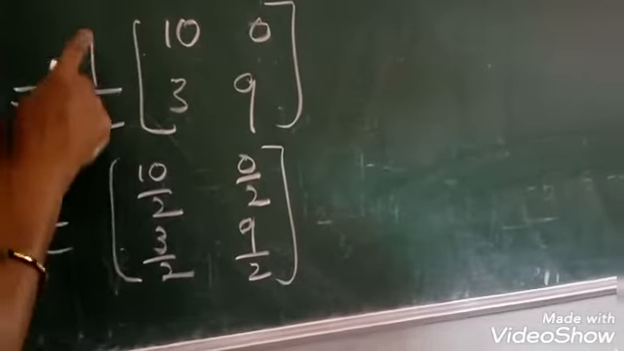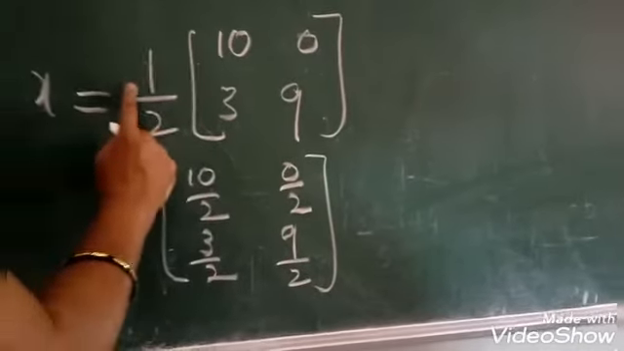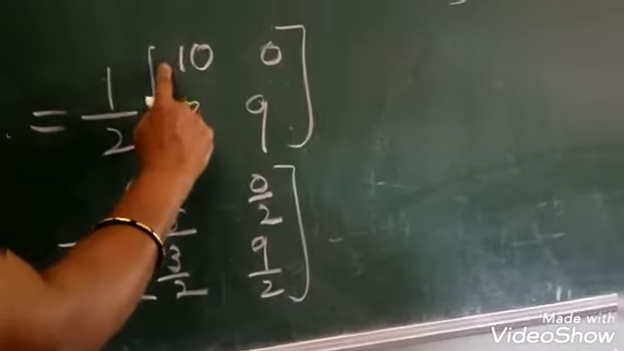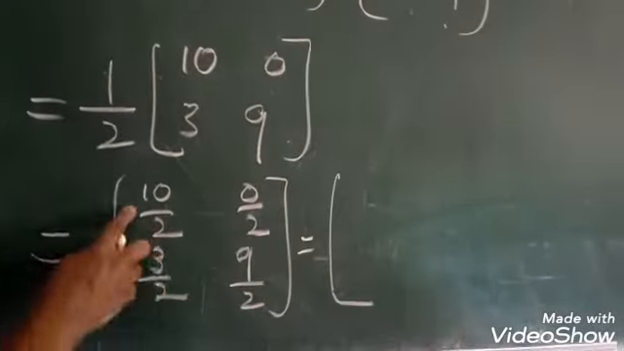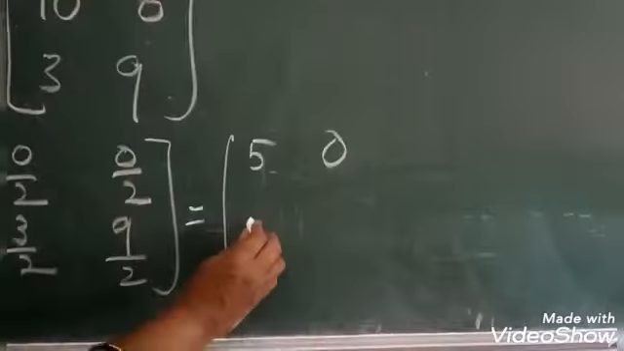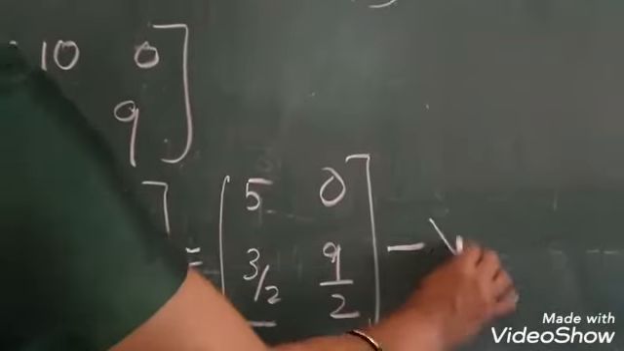It's wrong. Okay, you have to divide. 1 by 2 is a scalar number. So the 1 by 2 is the division or multiplication of each element. Okay. Now you have to simplify. The answer is 5, 0, 3 by 2, then 9 by 2. This is the answer of x.